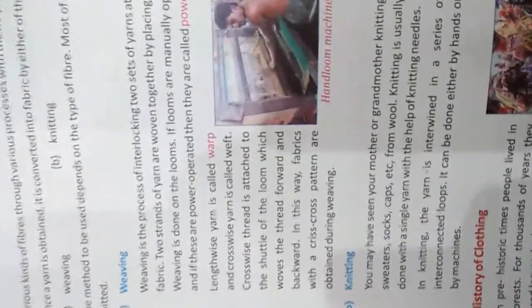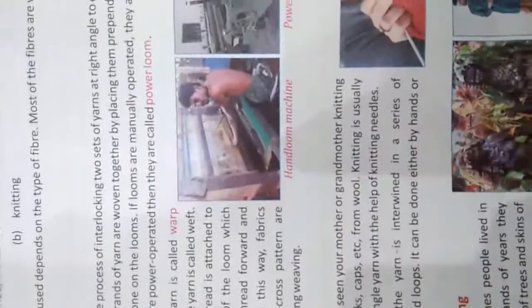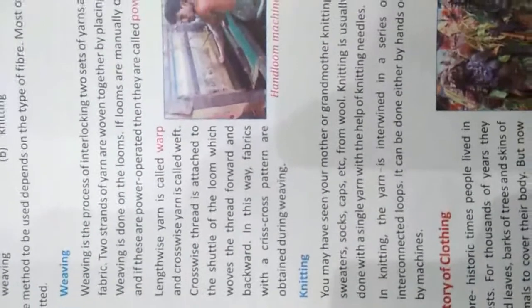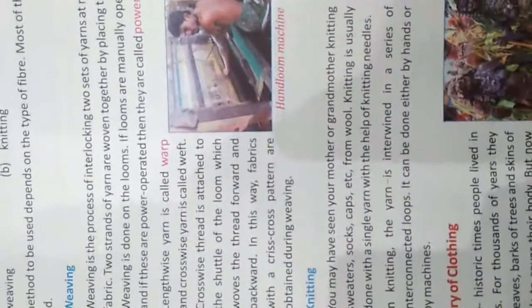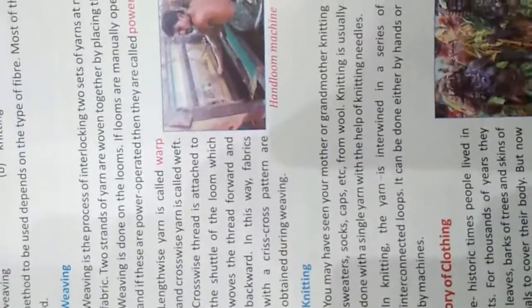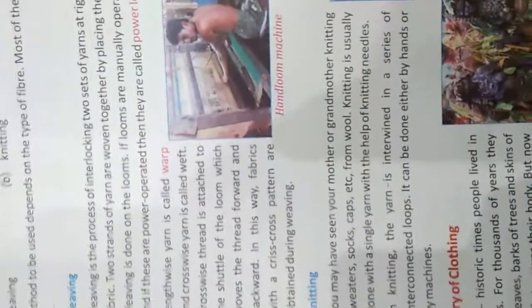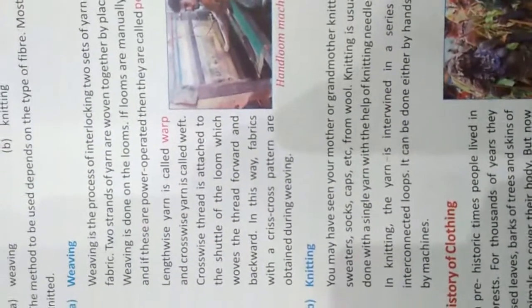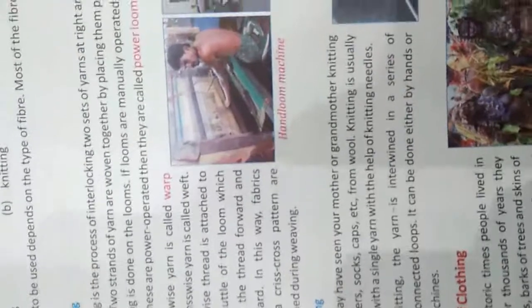So we have the other process, that is knitting. Knitting is usually done with a single yarn with the help of knitting needles. In knitting, the yarn is intertwined in a series of interconnected loops. It can be done either by hand or by machines.